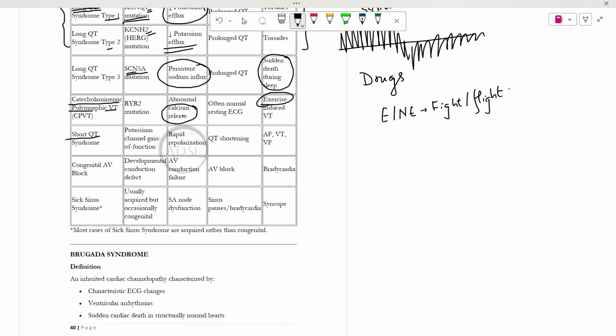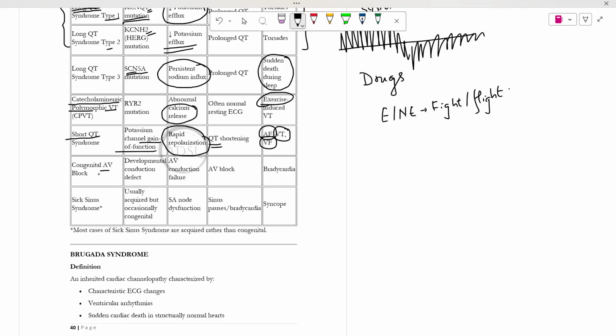Now, why does that happen? There the potassium was not working properly in long QT. That is why the repolarization was slow, and that is why the QT was long. Here, the potassium channels are working very fast. So there is rapid repolarization. Okay, potassium channels have a gain of function, and that is why the QT is short. Now, what can this give rise to? This can give rise to multiple types of arrhythmias, whether it is ventricular tachycardia, ventricular fibrillation, or atrial fibrillation.